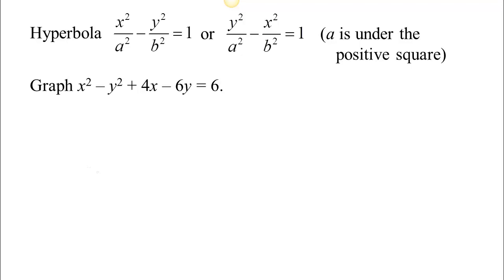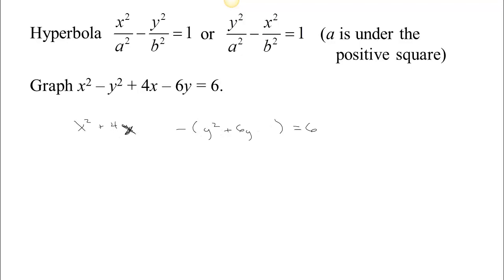Here's a little trickier one. We need to complete the square. So we have x squared plus 4x, and we have minus y squared and minus 6y. And remember, to complete the square, the coefficient of y squared has to be 1. So I'm going to factor out this negative. So I've just sort of rearranged this.